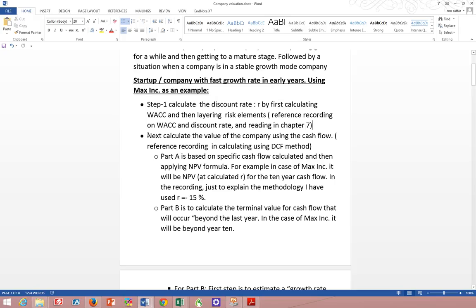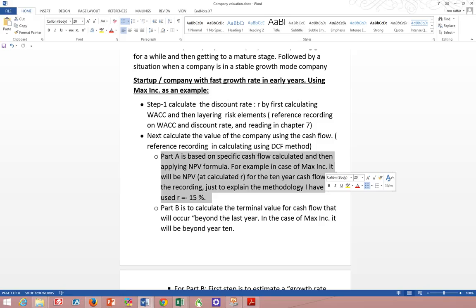Once we have the R done, the next step is to calculate the value of the company using the cash flow. We have cash flow for Max Inc., as we know. And there are two pieces for the valuation. The first piece is what I'll call part A. That is based on the specific cash flow that we have forecasted. By that I mean, in our case, we have forecasted 10 years of cash flow. So there is a discounted cash flow value of those 10 years, or net present value, which is one and the same thing as DCF.